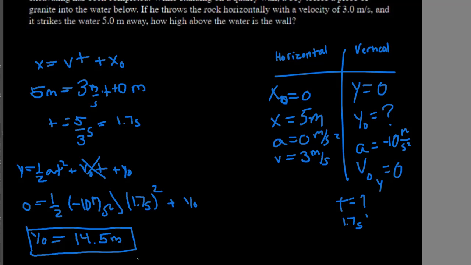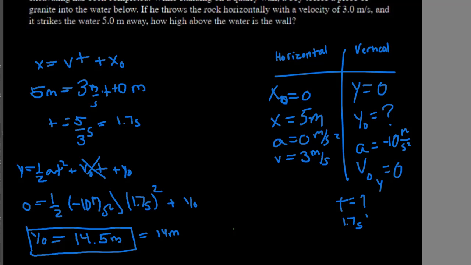Now I do want to say that I know I'm screwing up sig figs. I bet you this should probably round down to 14. If I'm going to be super picky, with 3 meters per second we probably should have 2 sig figs. So this should be 14. I rounded this up to 15. We probably should be 14.